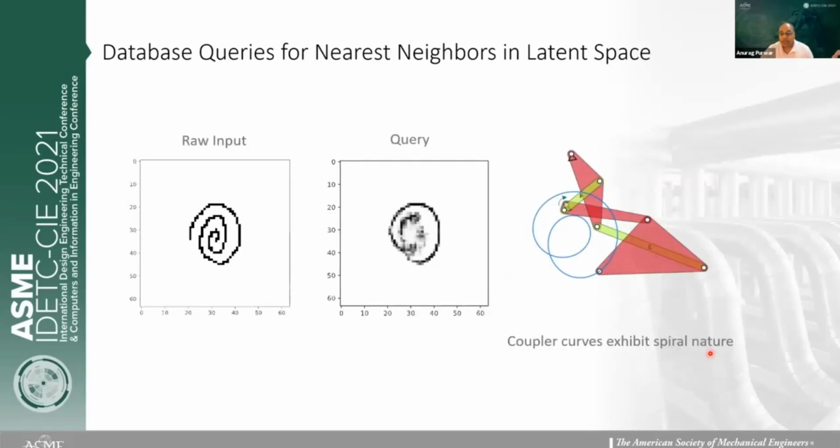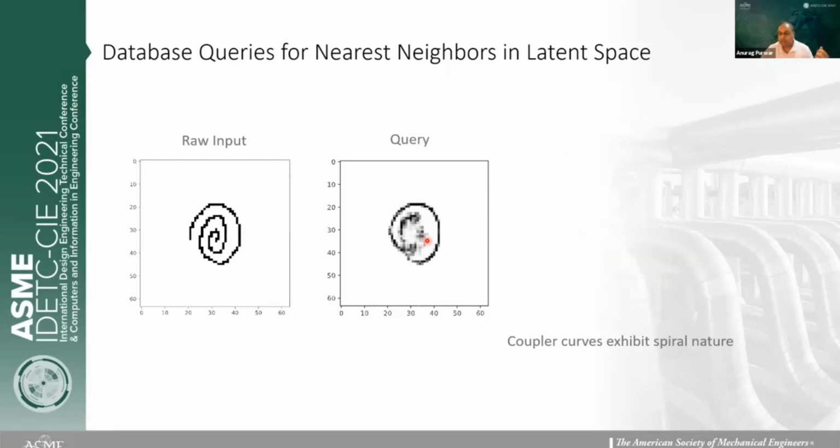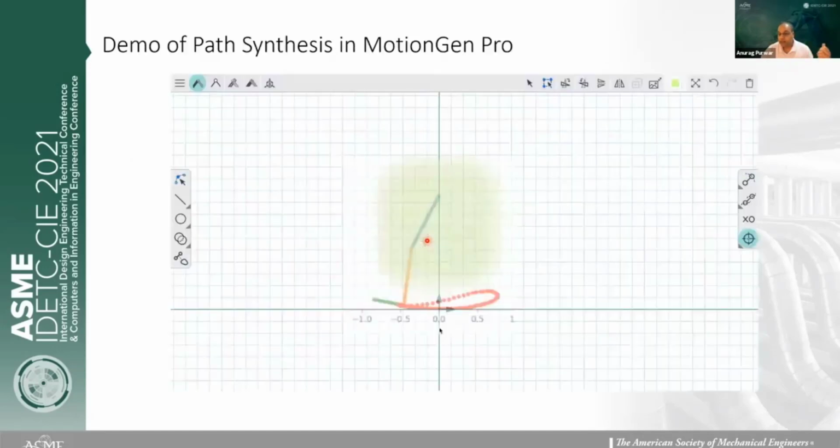So here you can see an example of different kinds of mechanisms that exhibit this spiral nature. Okay, so you can see this is what the user inputted, and again, the user doesn't care exactly about this path, but has some spiral nature. This is the conditioning on the input, the mechanism. Here is another one that has the spiral nature.